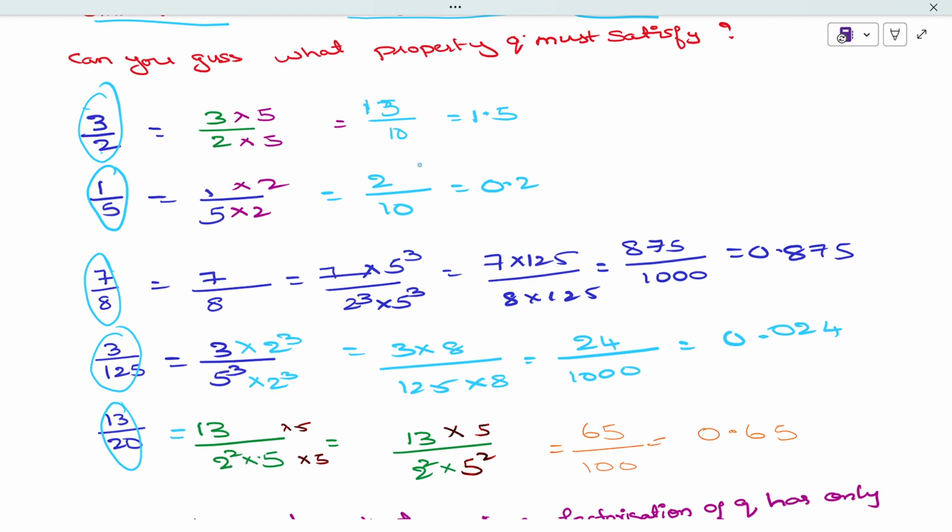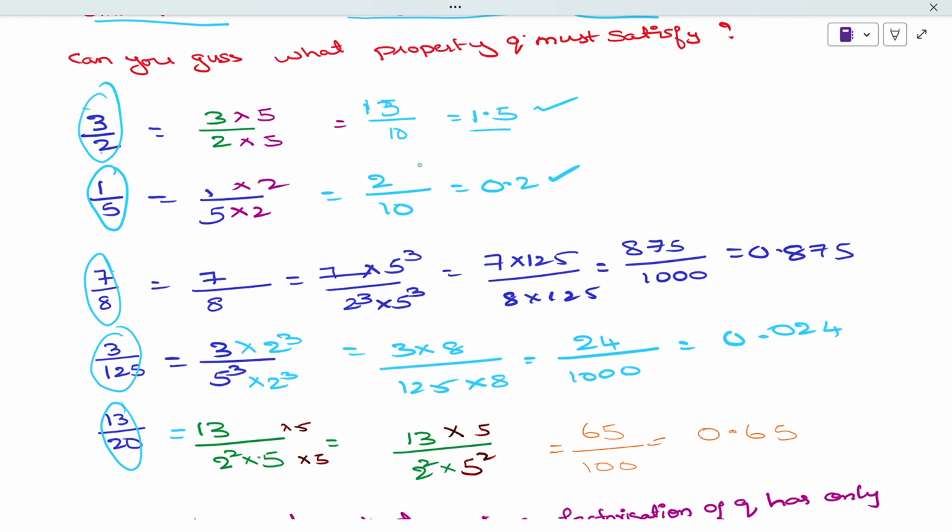Now I am taking 3 by 2. Multiplying the numerator and denominator by 5, you get 15 by 10, which is 1.5. It is a terminating decimal. Like that, here also the denominator 5 is there, so we can multiply numerator and denominator by 2 and get 10 in the denominator. So it is also a terminating decimal.